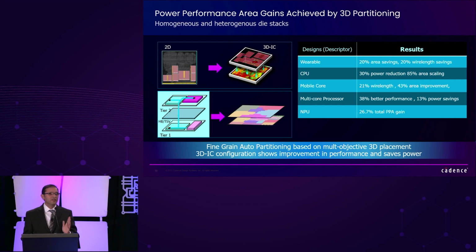So whatever is seen in theory as a benefit of 3D, we have verified results which show that we do see this power, performance, and area gain when you use this flow. And this is using real PDKs, with homogeneous and heterogeneous flows. So taking this to the next stage is the big challenge now.